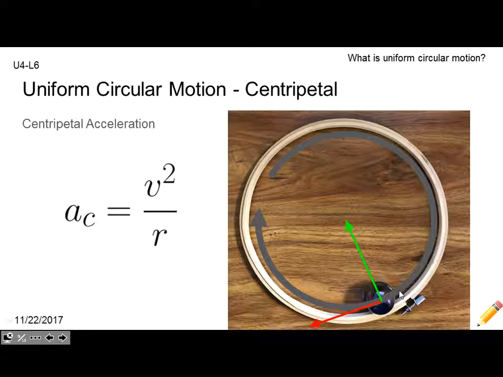What happens to it? If I made r bigger, what happens to the centripetal acceleration? Yeah, it gets smaller. So if you make the turn radius larger, you don't need to accelerate as much. That kind of makes sense. It takes you more time to get around the turn, so you don't have to accelerate as much.